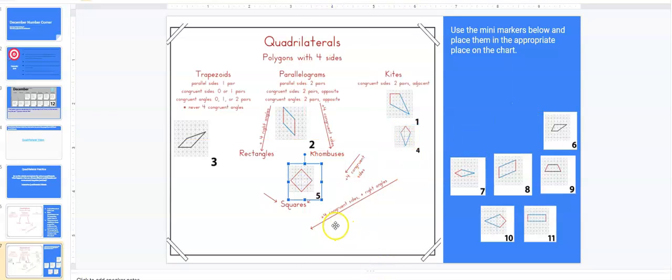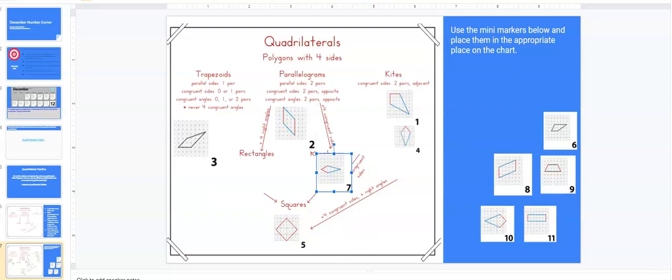Okay, when I look at this one, it's definitely a parallelogram, and it's a rectangle, and I can see that all the sides are the same length because they're all red. So this one's going to be a square. All right, this one looks very similar to the kites. I can see 2 pairs of congruent sides. So this one is also a kite.